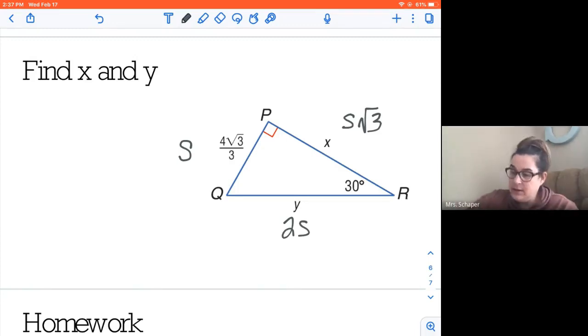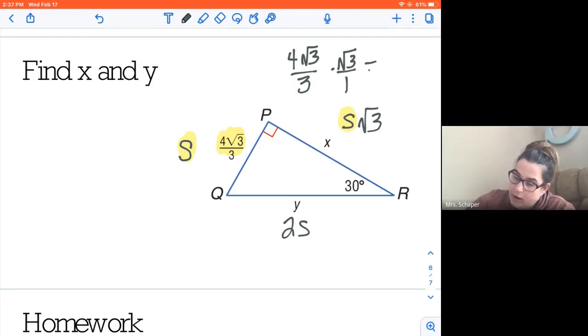So for X, I'm going to have 4 square roots of 3 over 3 times the square root of 3. You see how S is 4 square roots of 3 over 3. I'm going to substitute it in for S. So I'll go ahead and solve this. I have 4 times 3, because the square root of 3 times the square root of 3 is 3, divided by 3. These cancel out, so X equals 4.